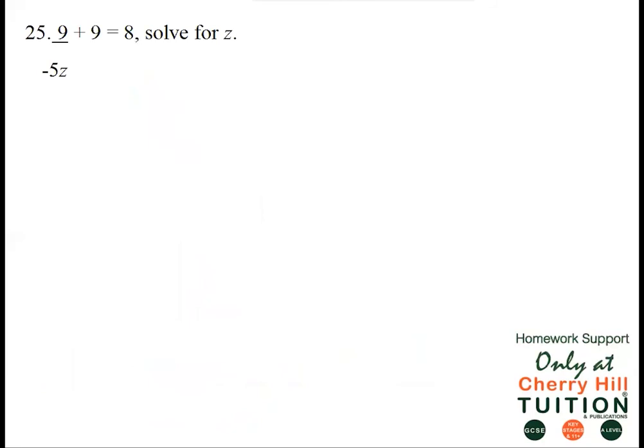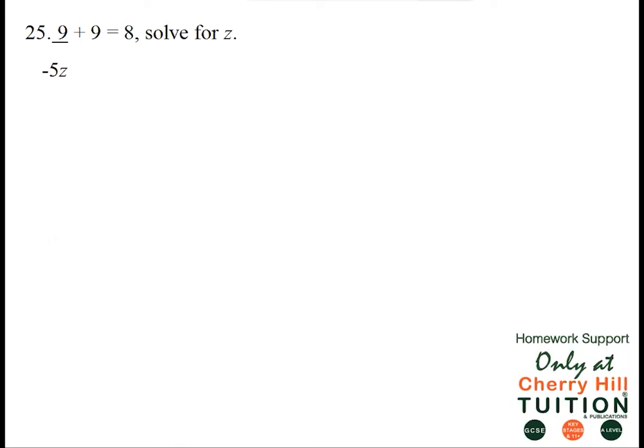Okay, question 25. We have 9 over minus 5z plus 9 is equal to 8. And we are solving for the unknown, which is z. So the first thing that I would do is try and make sure that we don't have any fractions, because this will make the equation a lot more difficult to solve.